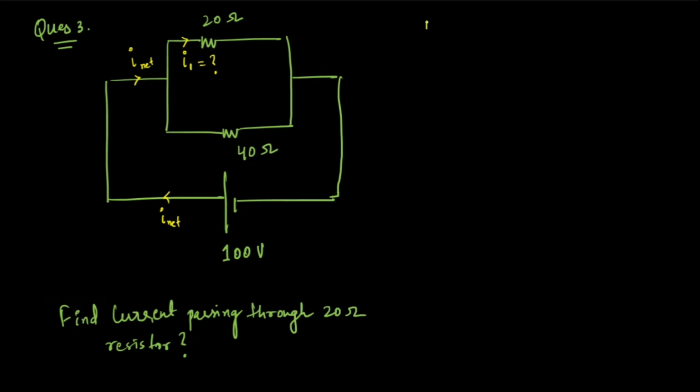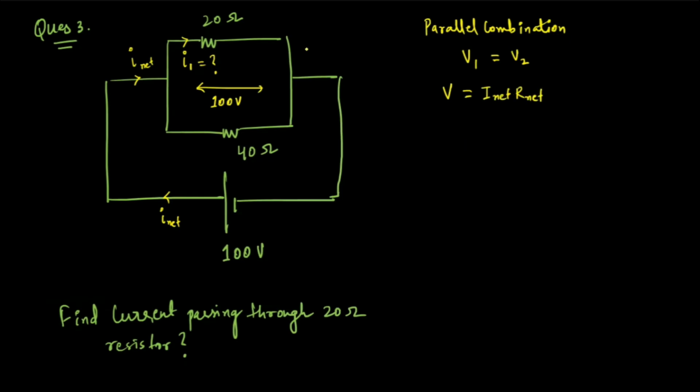Now, what is the condition for a parallel combination? The potential remains constant for both components. So the potential across 20 ohm must equal the potential across 40 ohms, which is 100 volts. That is one point we need to keep in mind. Now, to find the net current, we need to use Ohm's law, which says V is I net times R net.